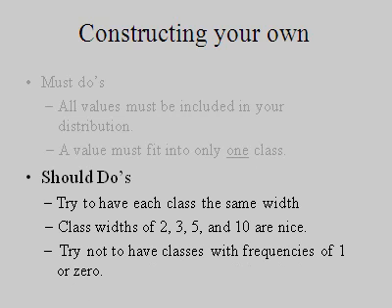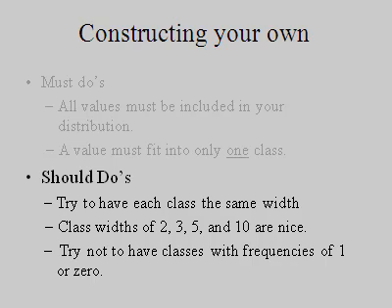Then there are things that I call the should-dos. These are things that allow you to increase the communication of your frequency distribution. You want to try to have each class the same width. You want to have class widths basically of 2, 3, 5, and 10, or multiples of those. And you try not to have too many classes with ones and zeros. You don't want to have too few or too many classes.